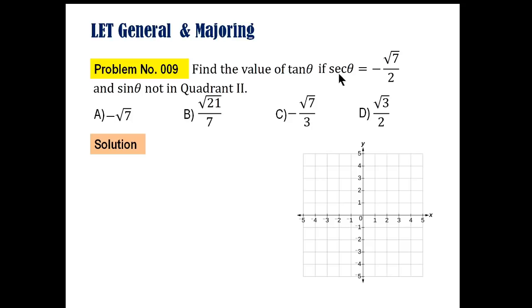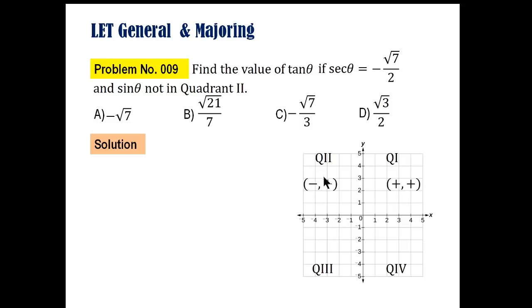The given is secant theta is equal to negative the square root of 7 over 2, and sine theta is not in quadrant 2. And by the way, this is a Cartesian coordinate plane. Alright? So, notice that this area is quadrant 1, and this is quadrant 2, quadrant 3, and quadrant 4. In quadrant 1, cosine is positive, sine is positive, no? Because cosine represents the x coordinate, and sine the y coordinate.